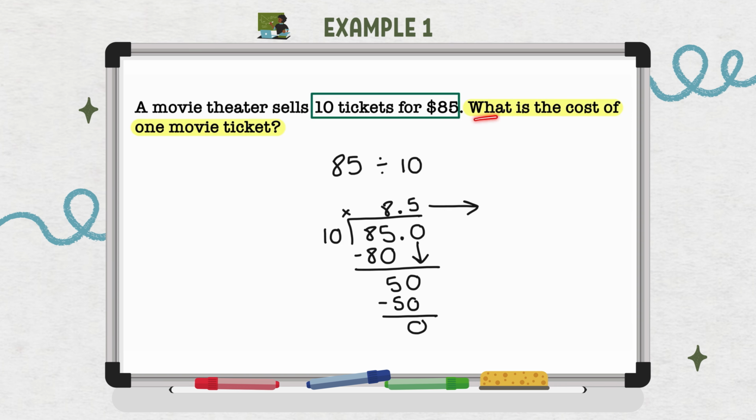So once again, what is the cost of 1 movie ticket? The cost of 1 movie ticket is going to be, don't forget your dollar sign, $8.50. And I'm going to add a 0 here just so it looks normal. So our final answer is $8.50. Be sure to box in your final answer.